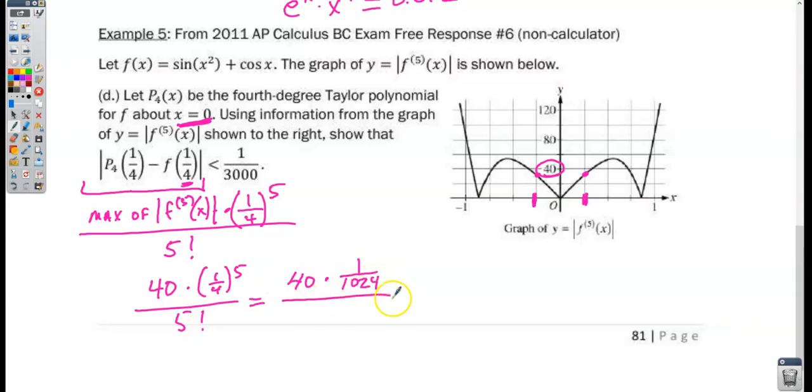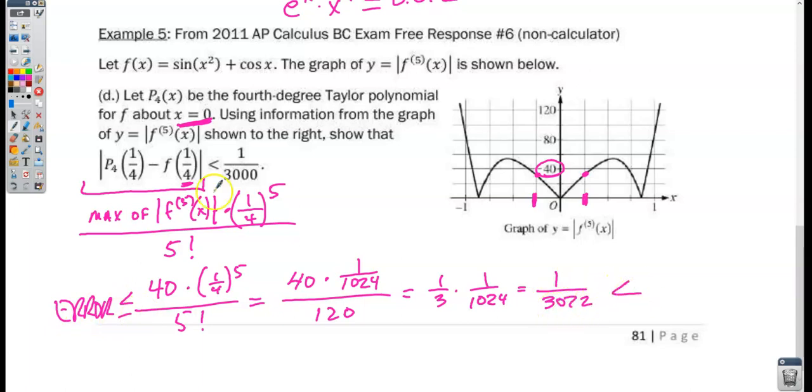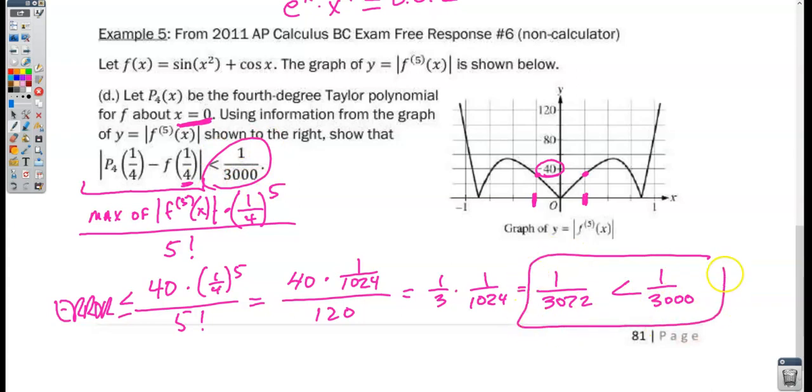1 over 1,024. This is 5 factorial, which is 120. So this is going to be 1/3 times 1 over 1,024, which is 1 over 3,072. That's our bound for our error. Our error has to be less than or equal to that. And that is indeed less than 1 over 3,000. And so we're good to go.